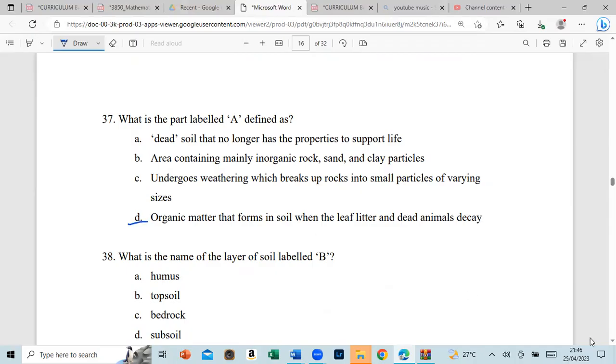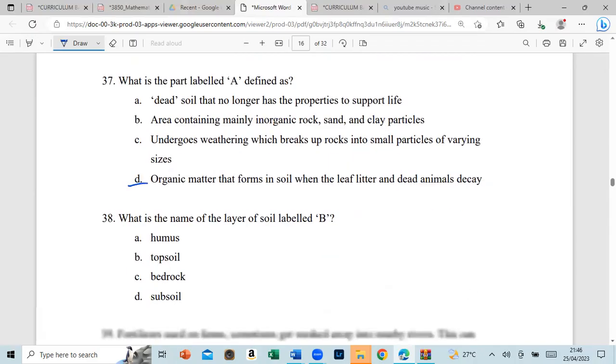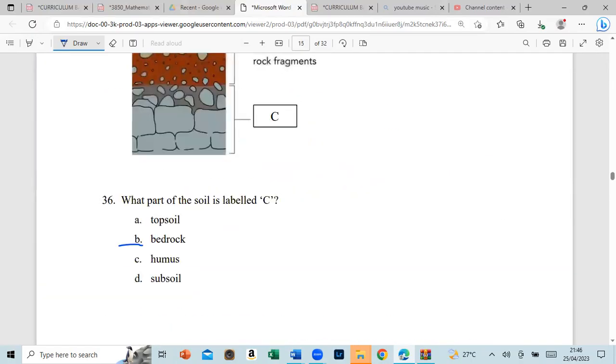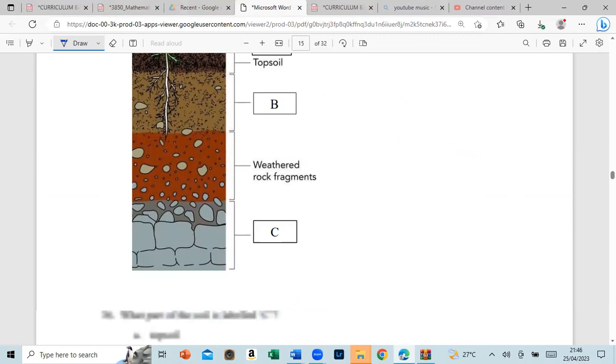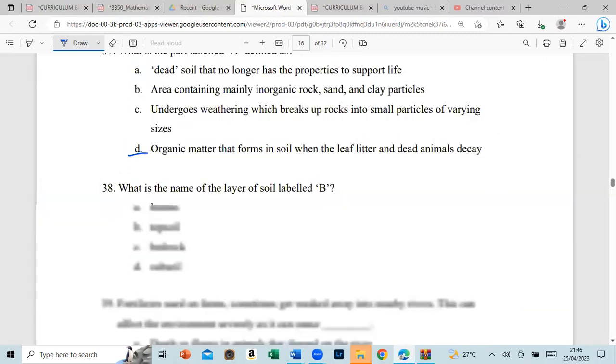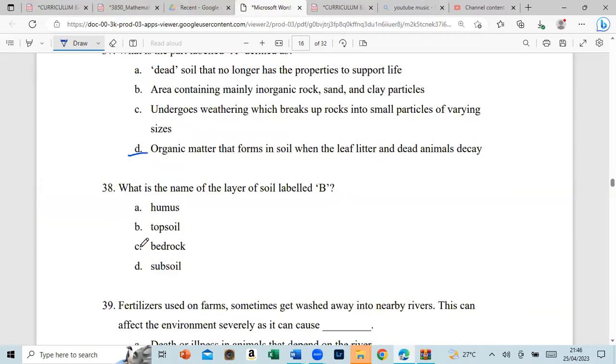What is the name of the soil layer labeled B? Is it humus, topsoil, bedrock, or subsoil? Let us go back up there and see. B, and that would be the subsoil. All right, let's move. So 38 would be D. Two to go, guys. Two to go.